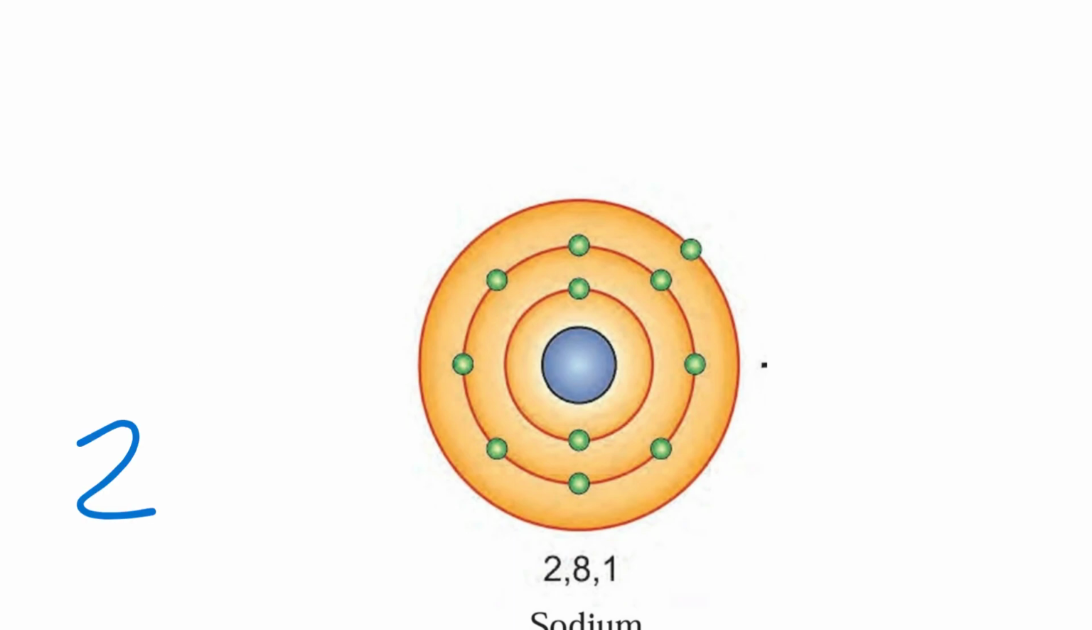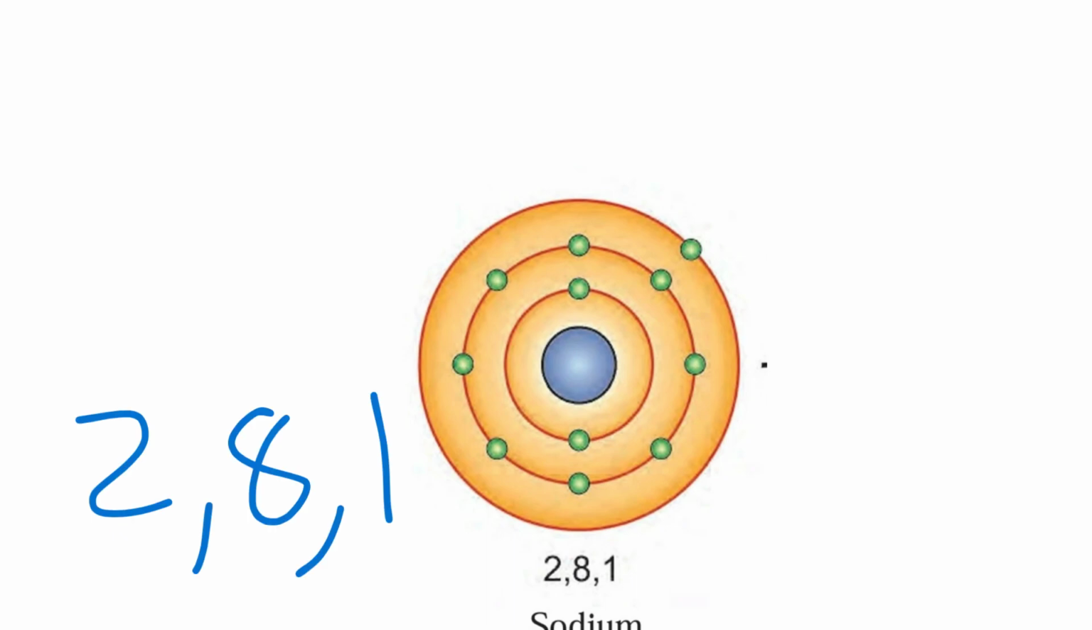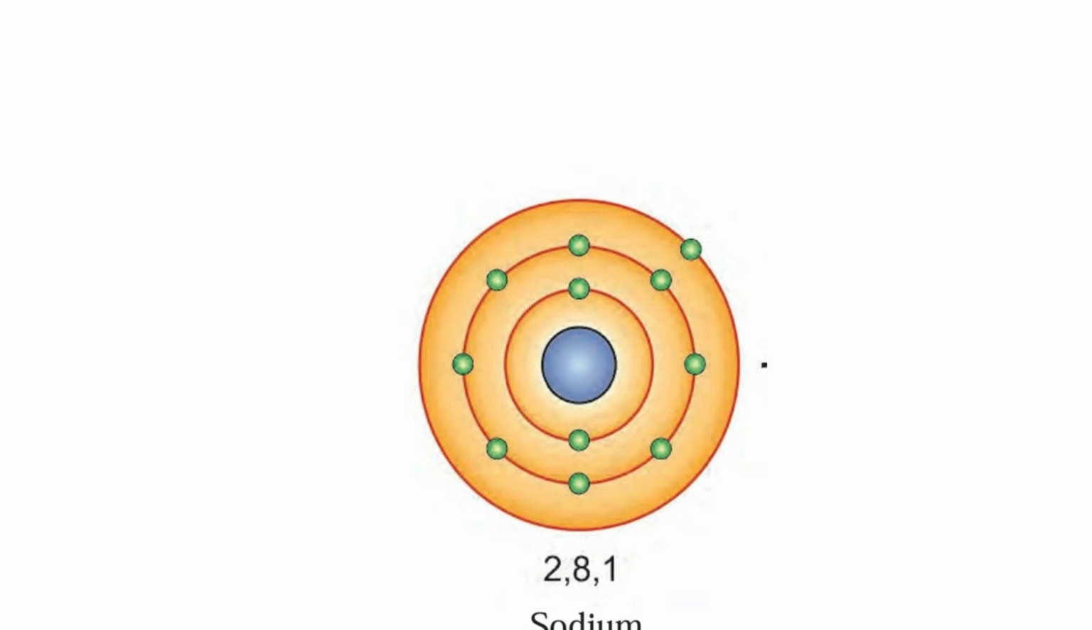And the second shell cannot accommodate 9 electrons. It can accommodate only 8 electrons. So we can say the rest 8 will be in the second shell. And how many electrons are left? The third and the last electron, the 11th electron, will be present in the third shell. So now we can easily write the electron configuration of the atom.